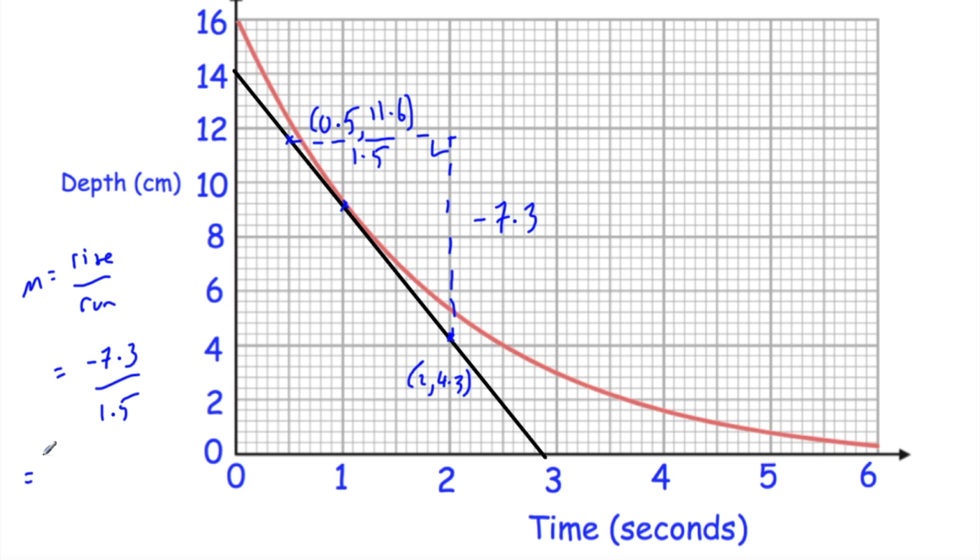When we do it on our calculator, we get minus 4.86 recurring, so 6, 6, 6 and so on. I'm just going to put a little dot above it. That would be the gradient of that line. In the context of this question, this is the depth of water in a bath being emptied out, and at 1 second the rate of decrease is 4.86 recurring centimeters per second. So at that particular time, the depth of the water in the bath is decreasing at a rate of 4.86 recurring centimeters every second.